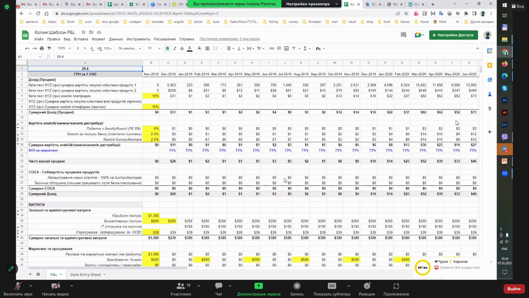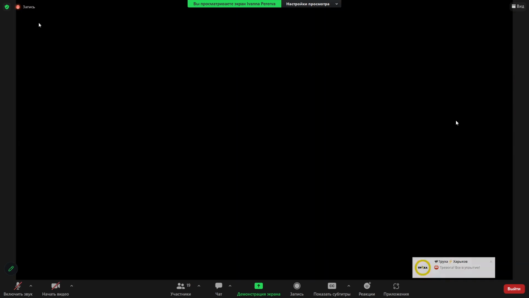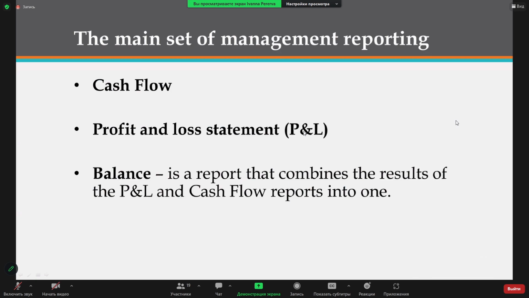There are some indicators which could be used for analysis of your P&L or profit and losses. It could be marginal profit, operational profit, gross profit, earnings before taxes, earnings after taxes, and as a result, net profit. So it was general information about P&L reports.